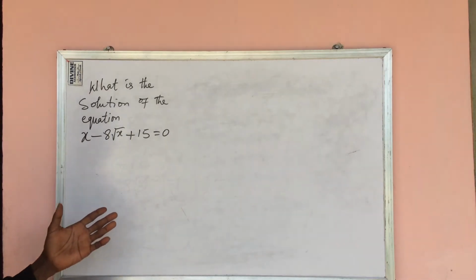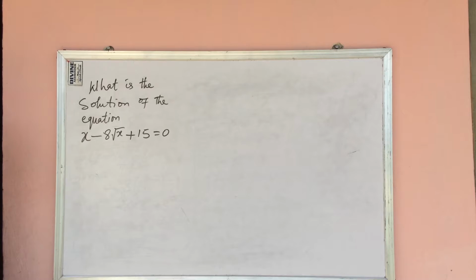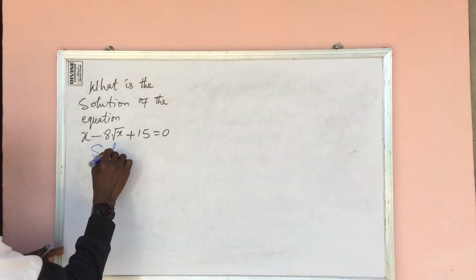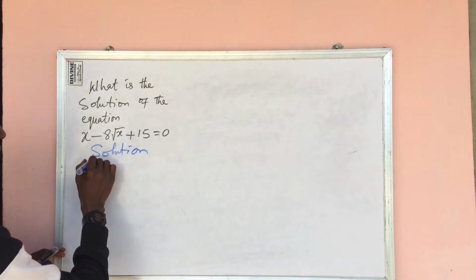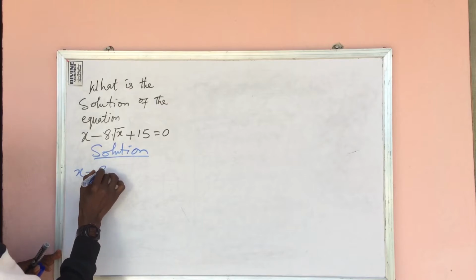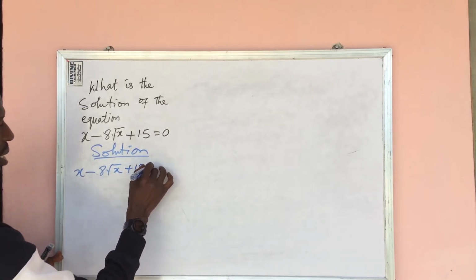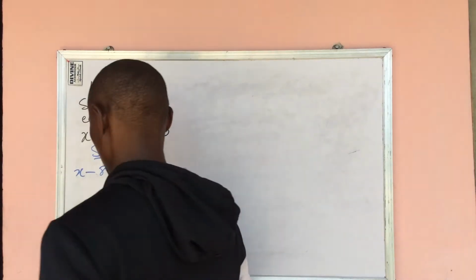We have a challenge here. It says, what is the solution of the equation x minus 8 root x plus 15 all equal to 0? So let's take our solution. Let's write out our equation: x minus 8 root x plus 15 all equal to 0.